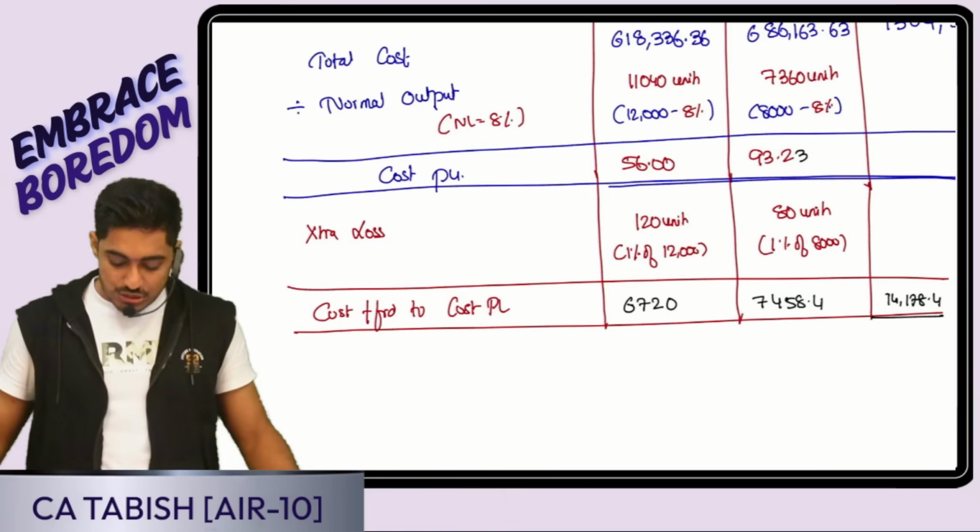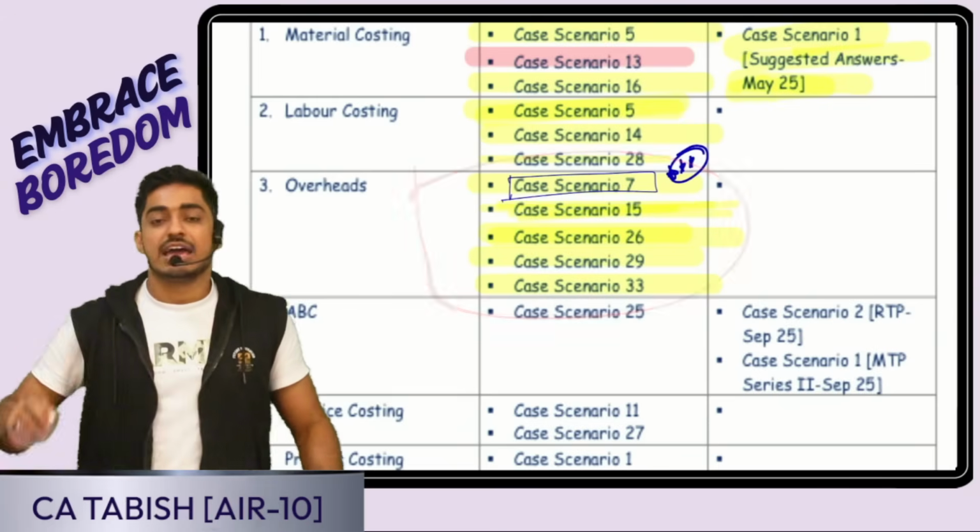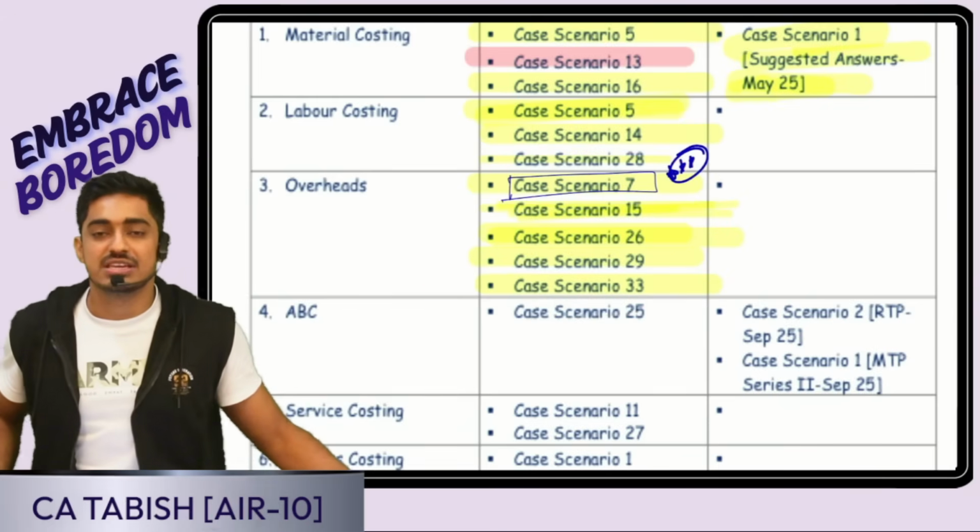Is this clear, everyone? So with this we have finished all questions from the chapter overheads also. I hope you guys have thoroughly enjoyed. Maja is coming, yes or no, everyone?